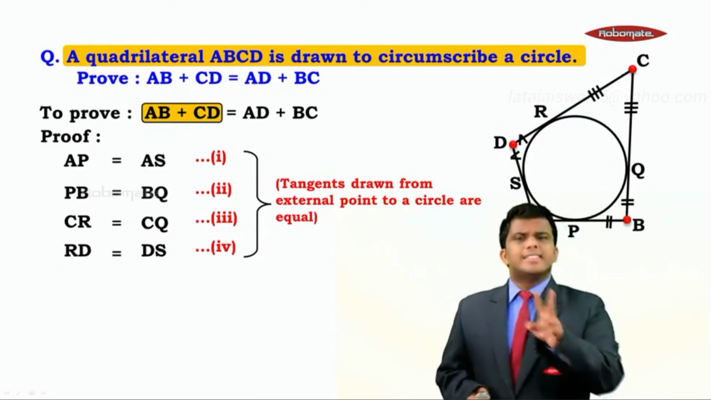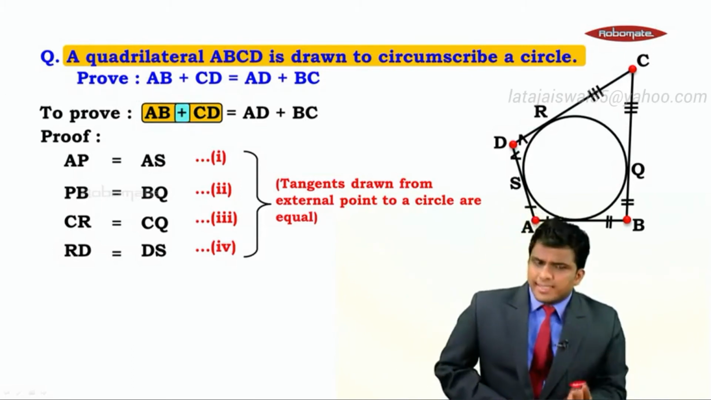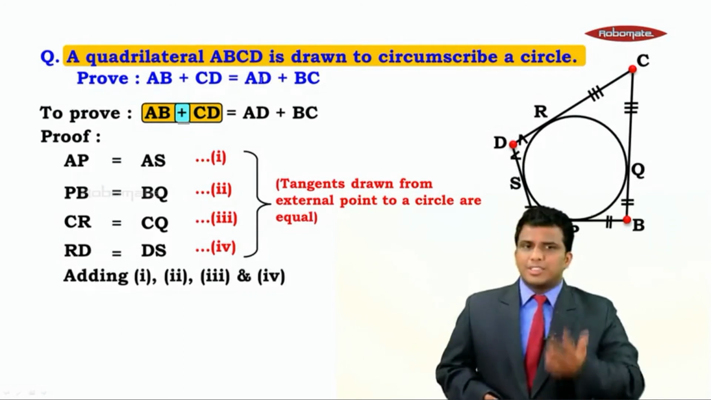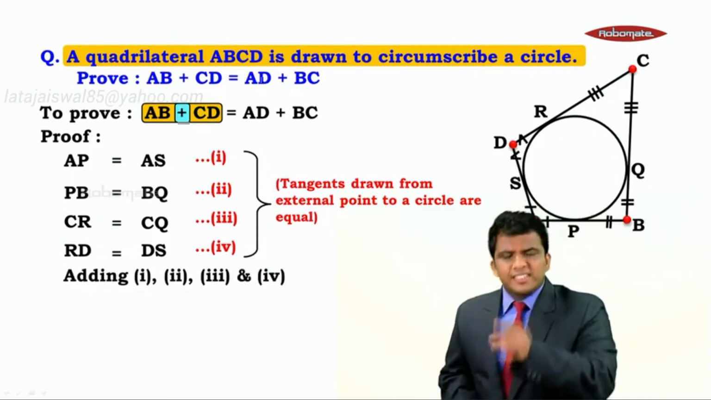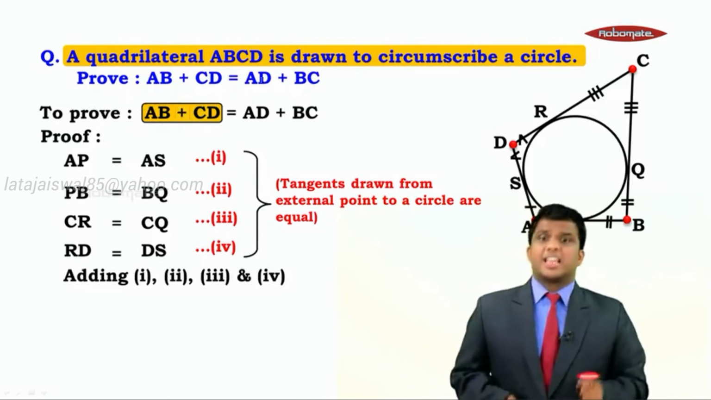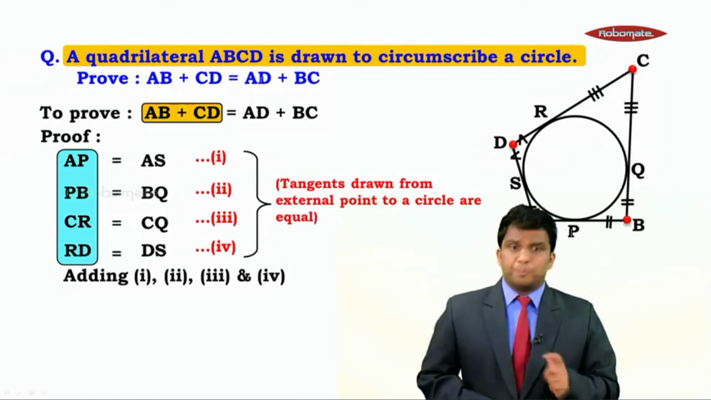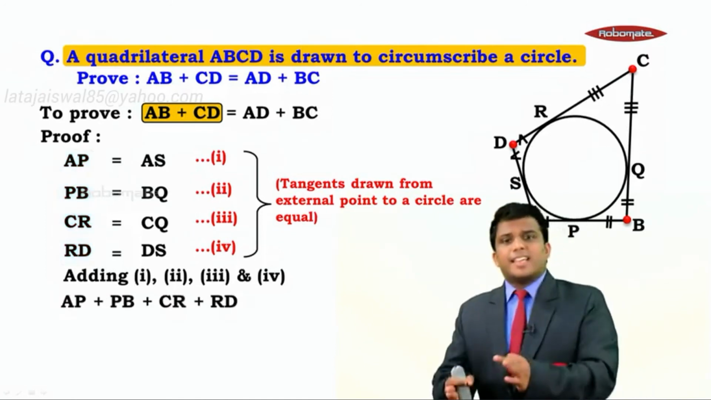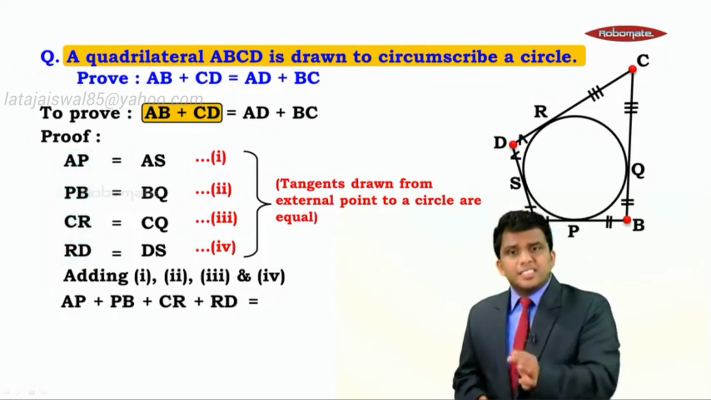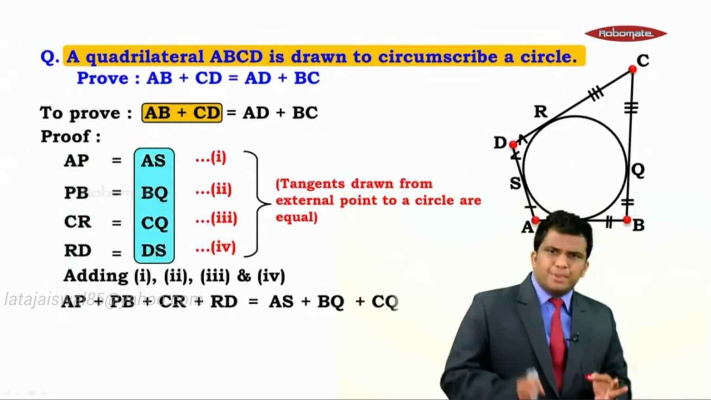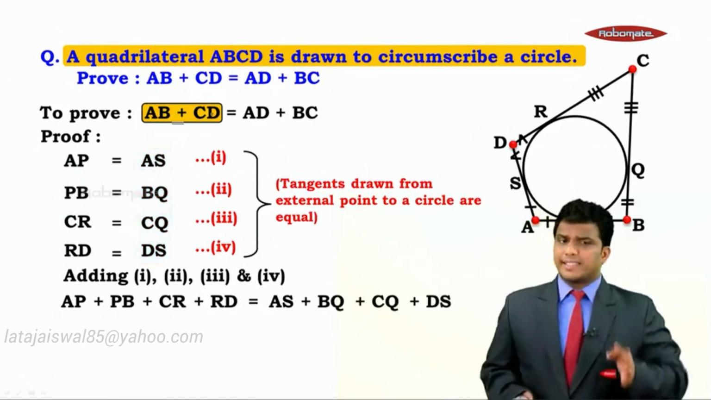Now what? Since we need AB plus CD, it's very simple to do. We just need to add 1, 2, 3 and 4. We add the left hand side to the left hand side and the right hand side to the right hand side. So let's add the left hand side first. Adding 1, 2, 3 and 4, we now get AP plus PB plus CR plus RD, which is equal to the right hand side, that is AS plus BQ plus CQ plus DS.